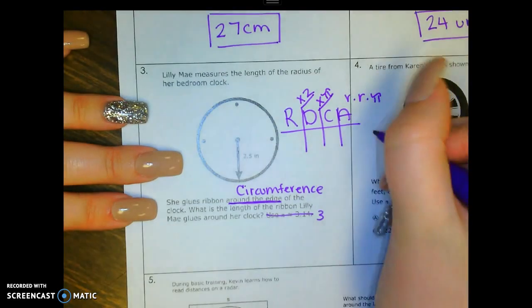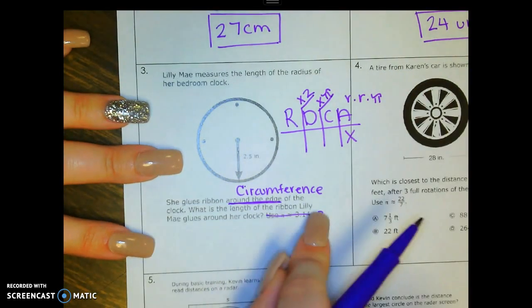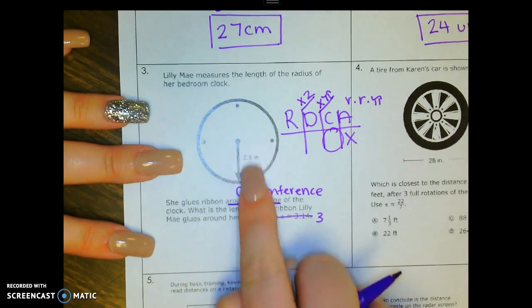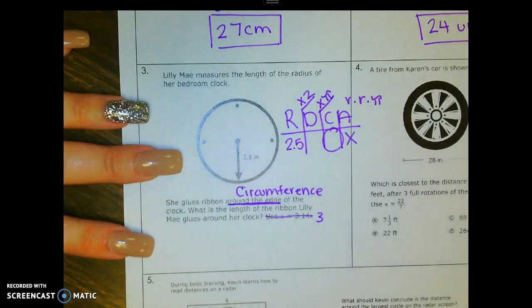I'm not doing area, so I'm crossing that off. Okay, we want to know the length of the ribbon. There's nothing extra to it, so we're just finding circumference. Now, I know my radius is 2 5/10, so I'm going to go ahead and write that there.